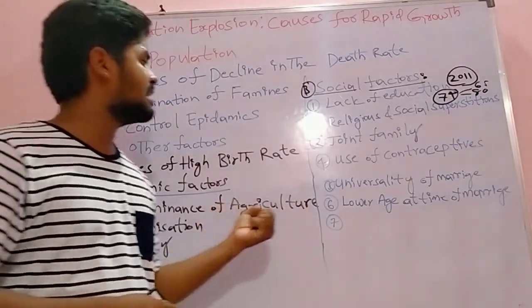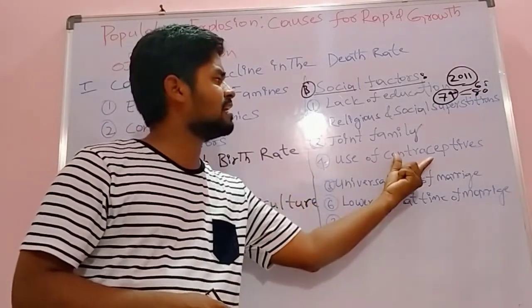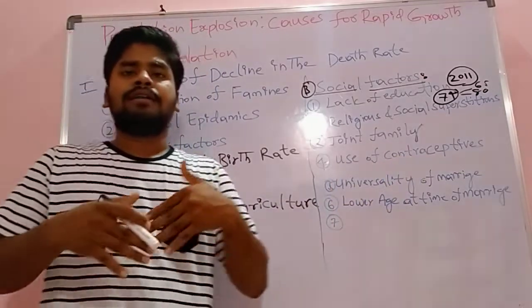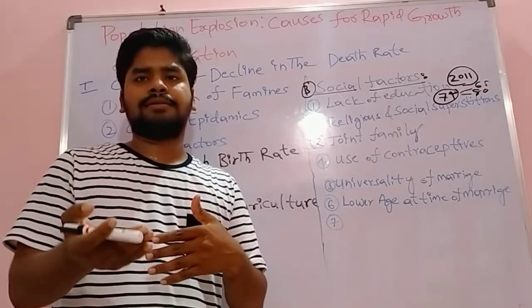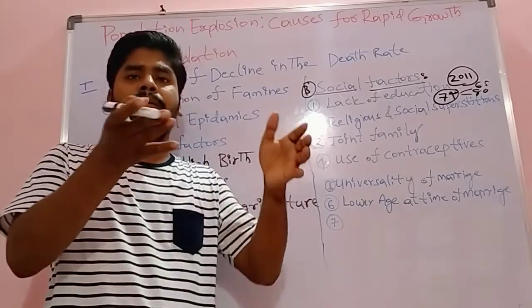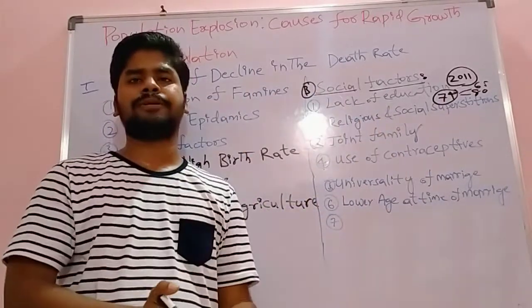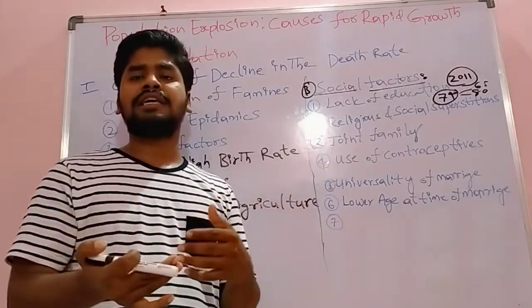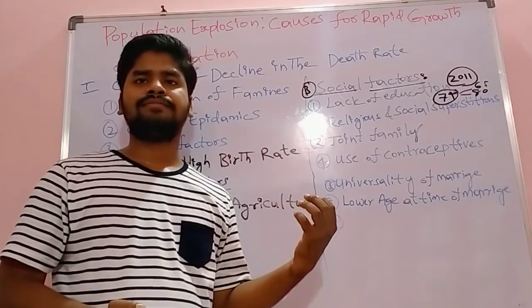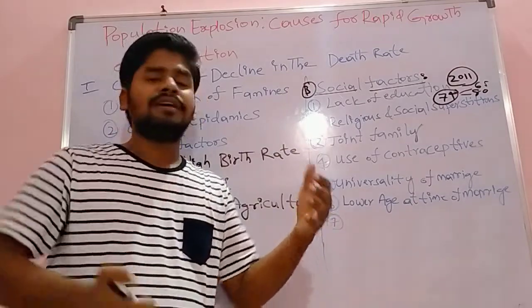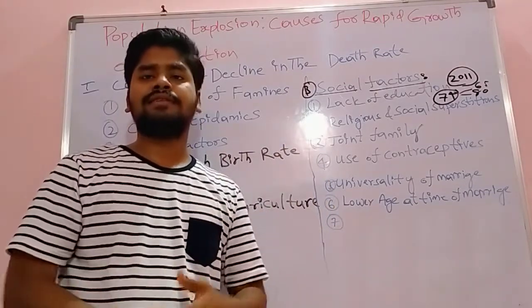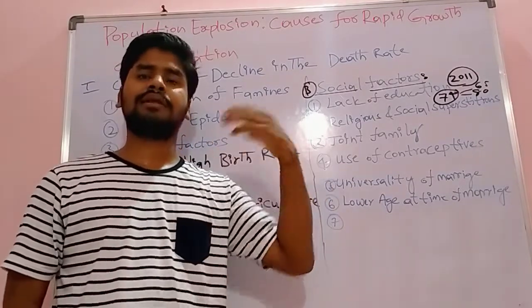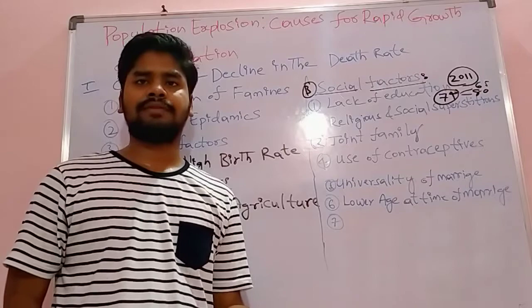Okay, and next, use of contraceptives. Use of contraceptives relates to the family planning system. Family planning means trying to control the population. In the 1970s, a family planning scheme was introduced in India, right? Why? Because if the population increases, there is food scarcity, a lack of natural resources, and a number of economic problems will arise.